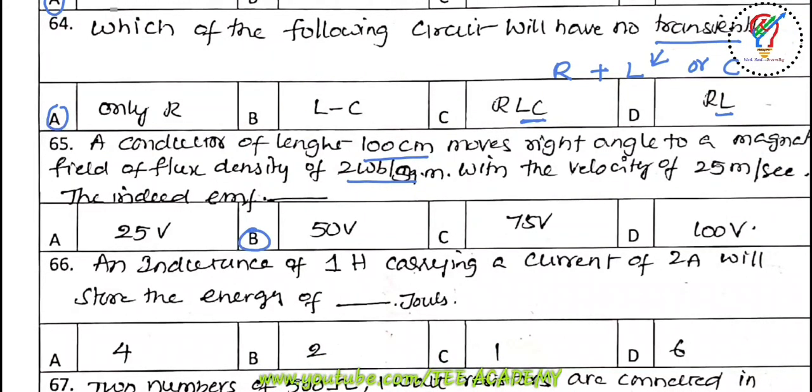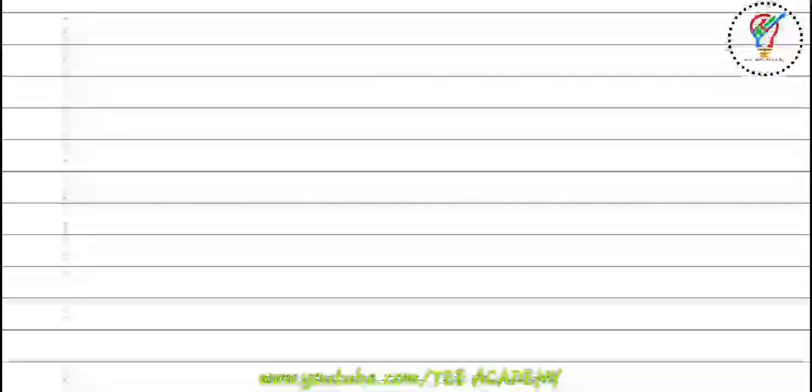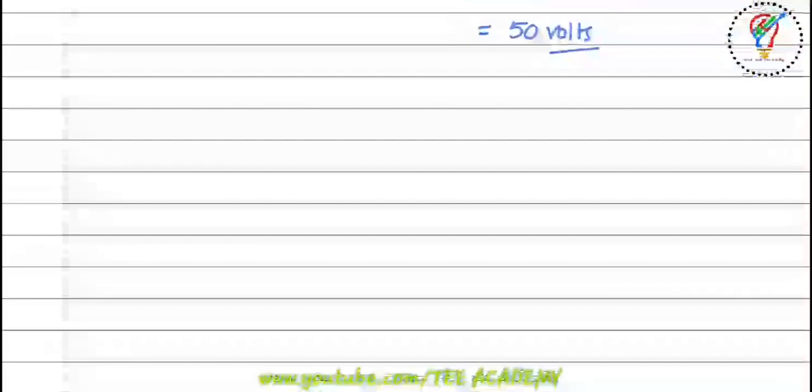Next one, the 66th question here: an inductance of 1 Henry carrying a current of 2 amperes will store the energy of dash joules. I'll repeat the question. An inductance of 1 Henry carrying a current of 2 amperes will store the energy of dash joules. So let me take the paper here. Now I'll discuss the 66th question.